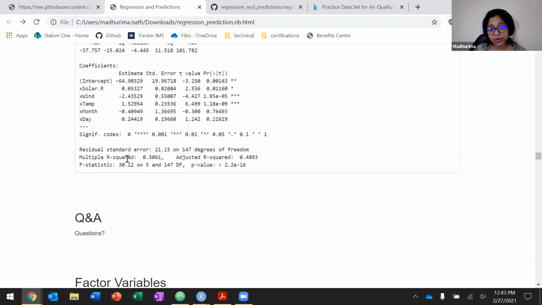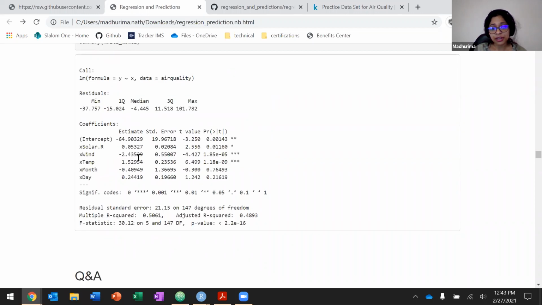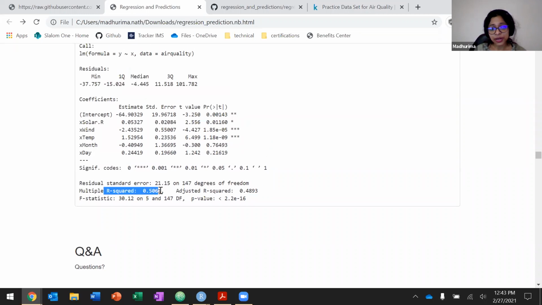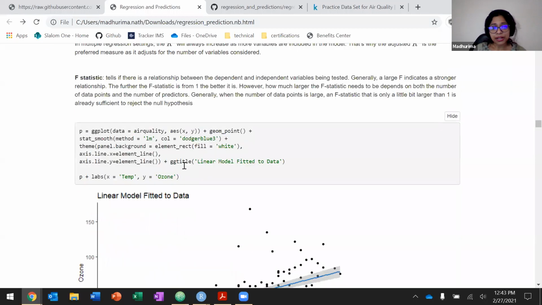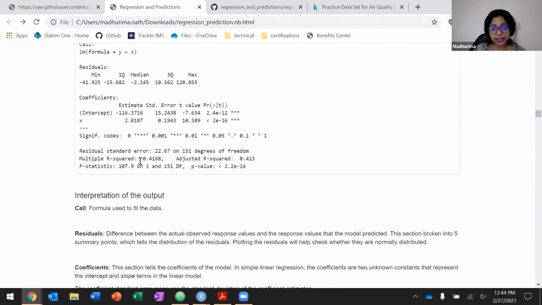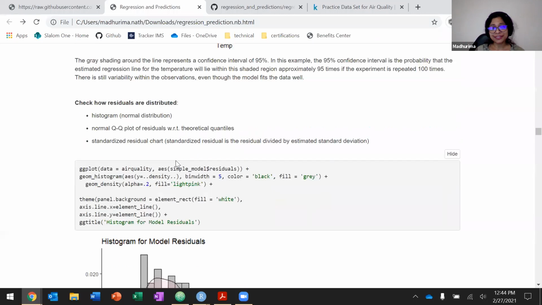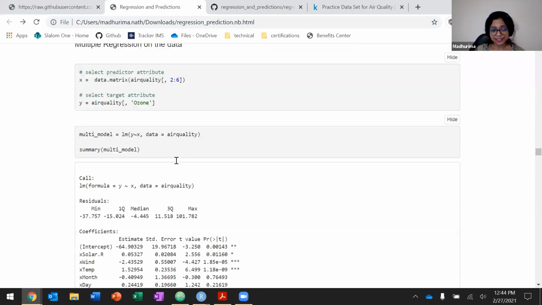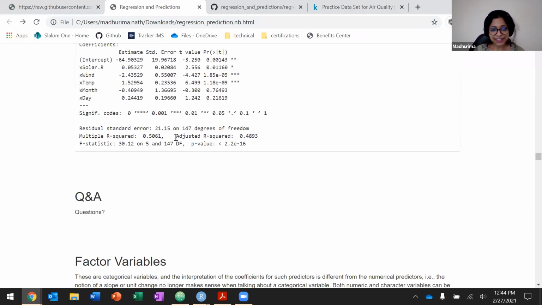So if you notice, my r squared has increased. Here we see that the r squared is 0.05, and going back to simple linear regression, my r squared was 0.4. So as I said, r squared increases if I include more and more predictors, but we have to be careful about overfitting, which I will talk about in the coming few slides.